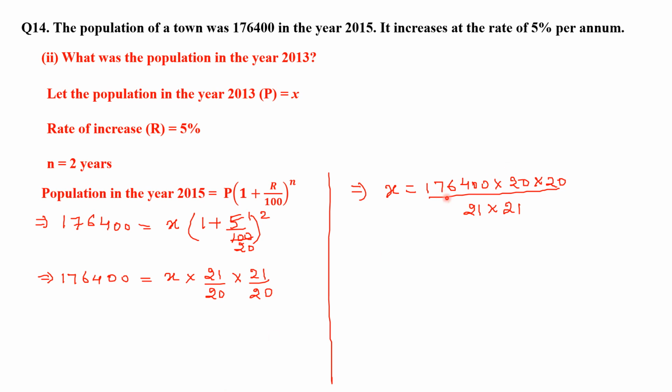Now if you divide 1,76,400 by 21, you are going to get 21 times 1, and this will be 21 times 8,400. And you know that 21 times 4 is 84. So this will be 400. So from here I can write it is 400 into 20 is also 400. So it will become 1,60,000. Okay. So the population in the year 2013 is 1,60,000.